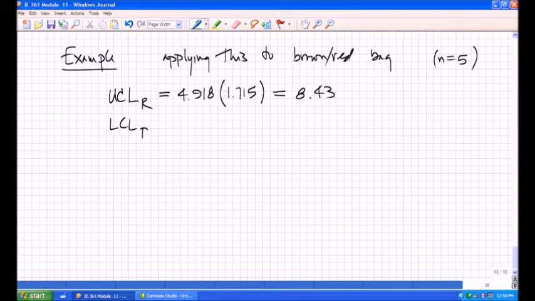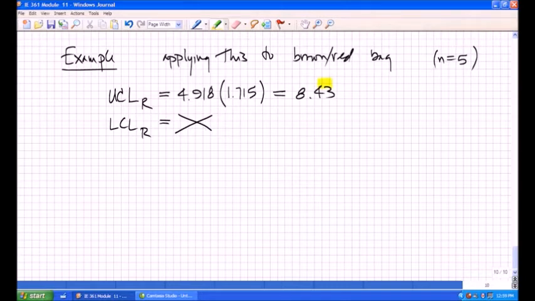If you look in the table on page 509 and try to find a lower control limit for ranges, you'll find that there's nothing there. And the reason for that is that for small sample sizes, big D2 minus 3 times big D3 turns out to be negative. It doesn't make any sense to announce a negative control limit for ranges, and so there simply is no lower control limit used for that case.